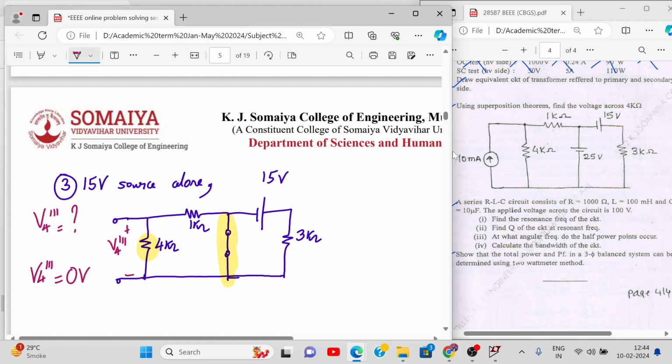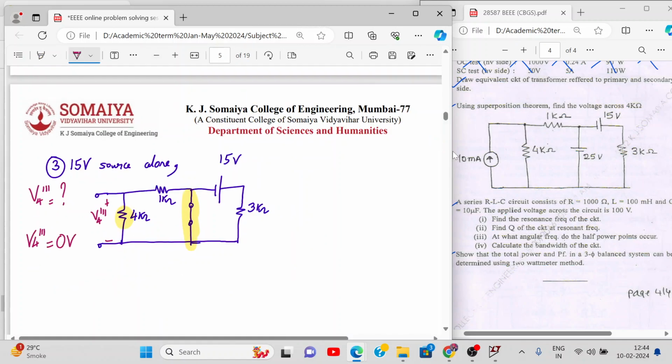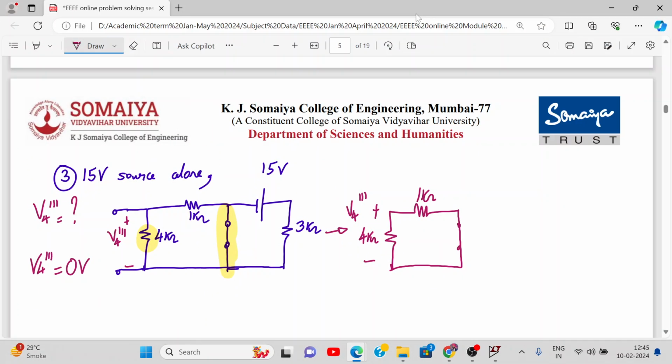So this circuit got reduced to this network. This is 4 kilo ohm. This is 1 kilo ohm. There is no current flowing because there is no source at all. So VAB, this V4 triple dash, will be 0 volt. Did you get it? Yes or no? Everyone understood?